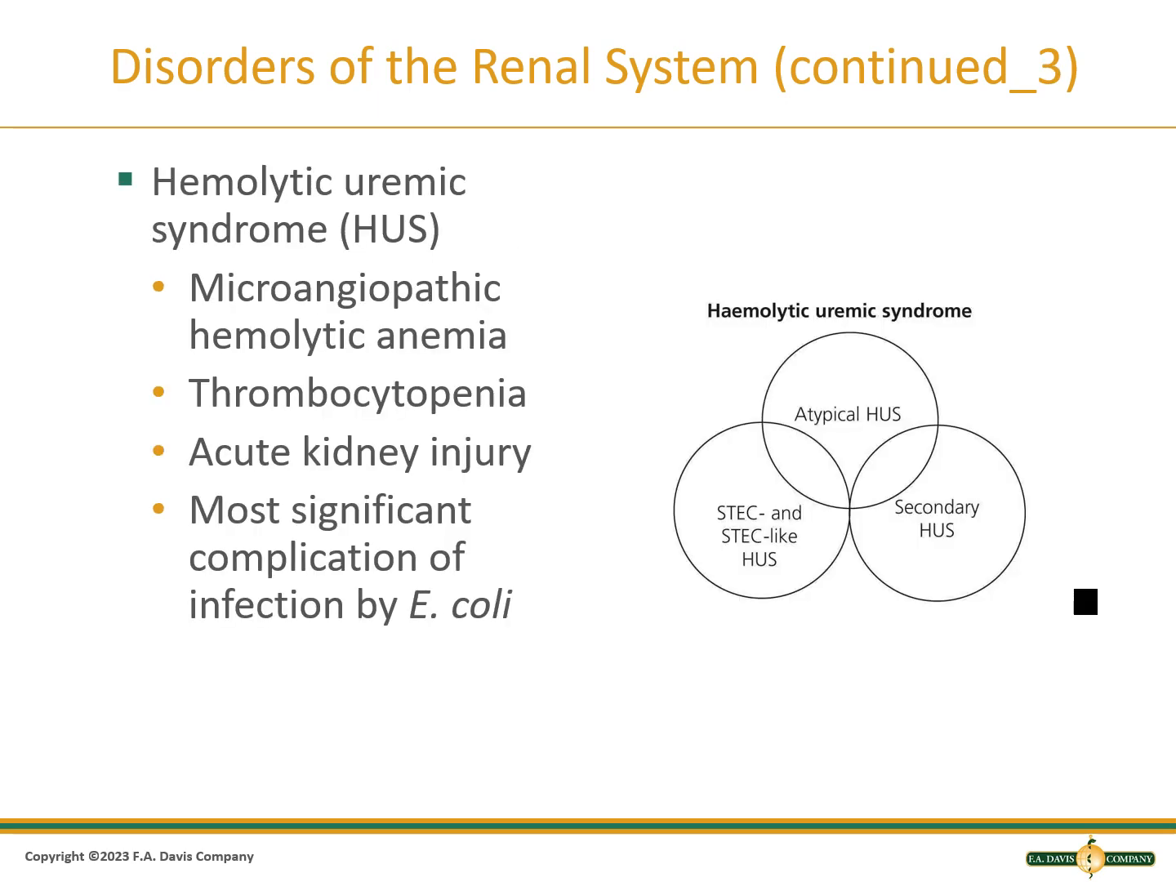HUS, H-U-S, hemolytic uremic syndrome. We really don't know what causes this, but we do know it has a triad of symptoms: microangiopathic hemolytic anemia, thrombocytopenia, and acute kidney injury after a recent illness. It's based on clinical findings and lab studies. It's most often after E. coli, but can be after strep pneumo or Shigella.